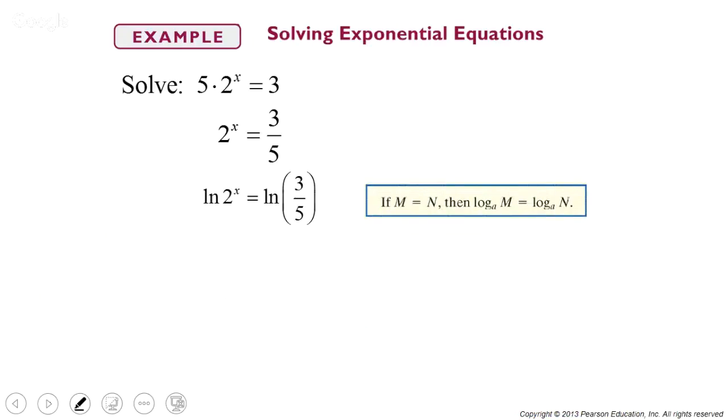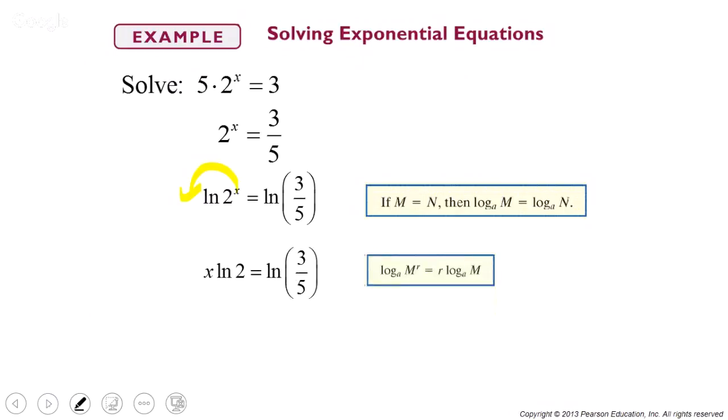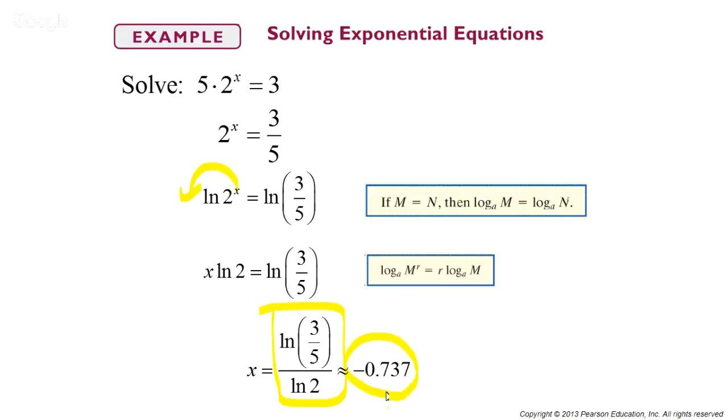Now when I ln both sides, I can take that x and move it to the front. Now I can solve for x by dividing by ln of 2. Once again, this is your exact solution right here. This is my approximate solution. So you have your exact solution and your approximate solution.